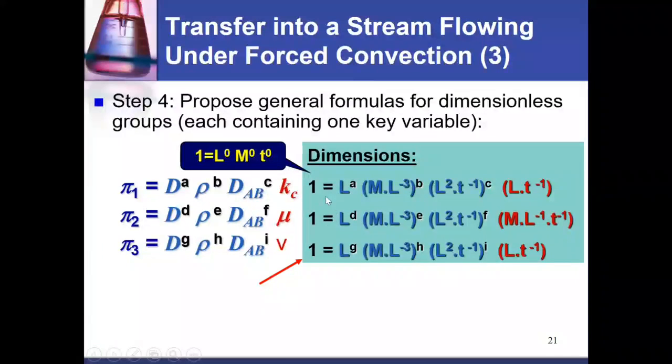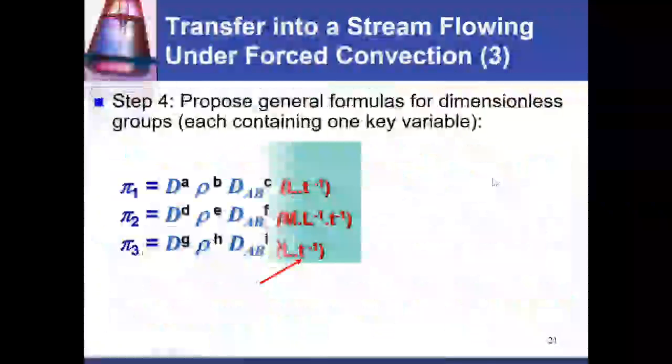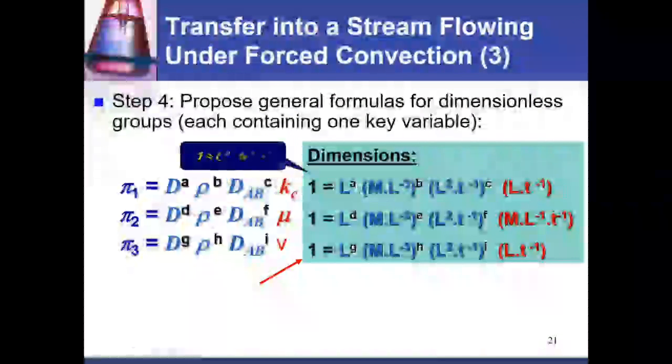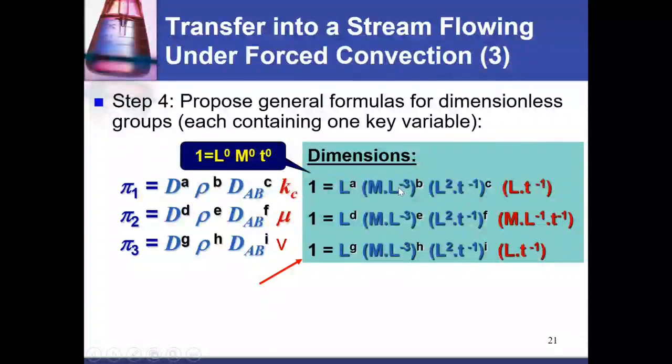And then we analyze the dimensions. We know the dimension of diameter, according to the table here, is length. So we put length there, so it is length to the power A. The dimension of density is mass times length to the power -3, also raised to B. The dimension of DAB is length squared times T to the power -1, raised to C. And the dimension of Kc is length times T to the power -1.